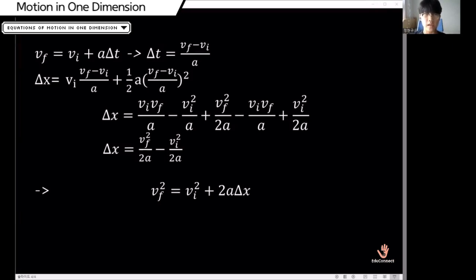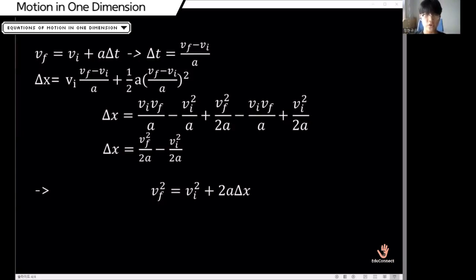Distributing terms, we get delta x equals v initial times v final divided by a, minus v initial squared divided by a, plus 1 over 2a times v final squared minus 2 v initial v final plus v initial squared. Simplifying, we have delta x equals v initial v final divided by a, minus v initial squared divided by a, plus v final squared divided by 2a, minus v initial v final divided by a, plus v initial squared divided by 2a. Combining like terms, we get delta x equals v final squared divided by 2a minus v initial squared divided by 2a.